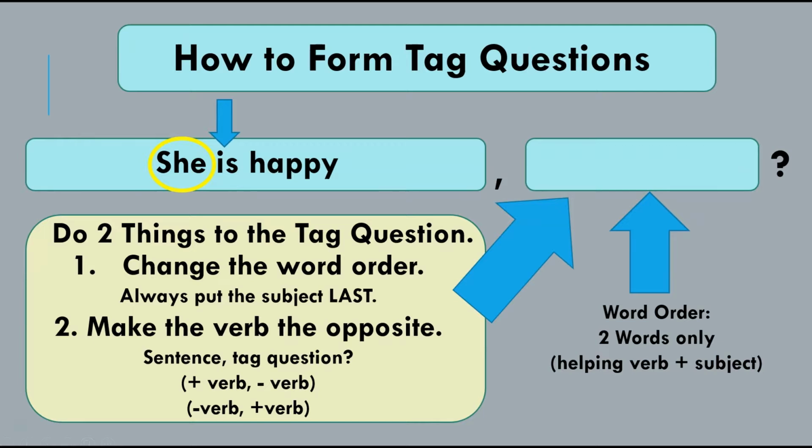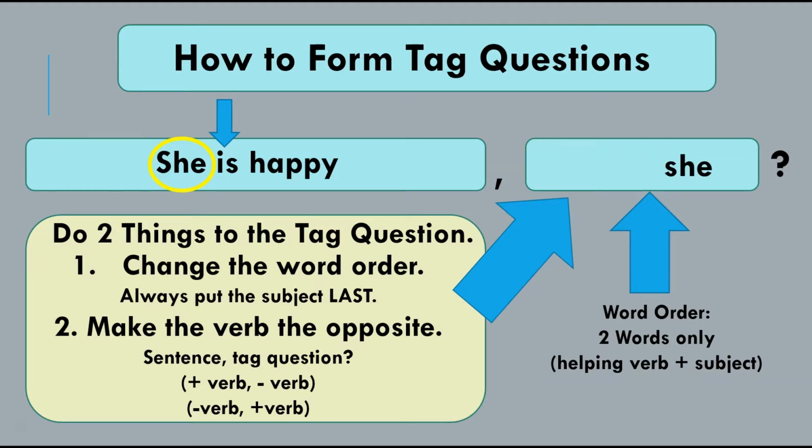We start with our sentence, she is happy. To make a tag question, we have to do 2 things. The first thing we do is change the word order. Always put the subject last. So here, she is our subject, so we will put she at the end of the sentence.